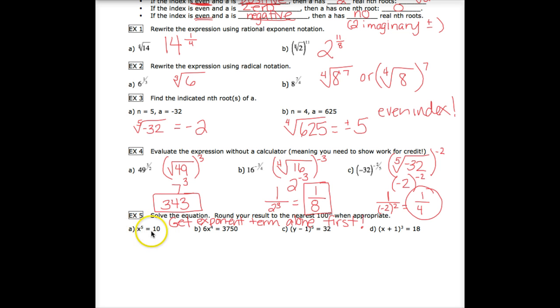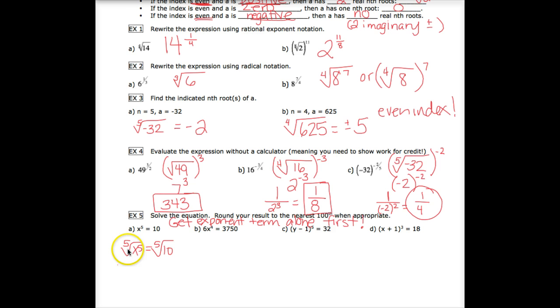So here this is already alone. So all we're doing is we're saying if I want to undo a 5th power, I need to take the 5th root. So I'm going to take the 5th root on both sides. Notice the directions say to round to the nearest hundredth when appropriate, so meaning if it doesn't come out evenly, you can go ahead and round these.